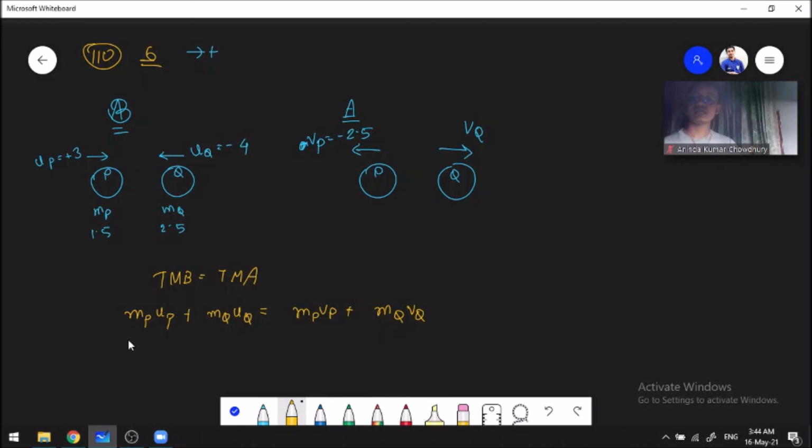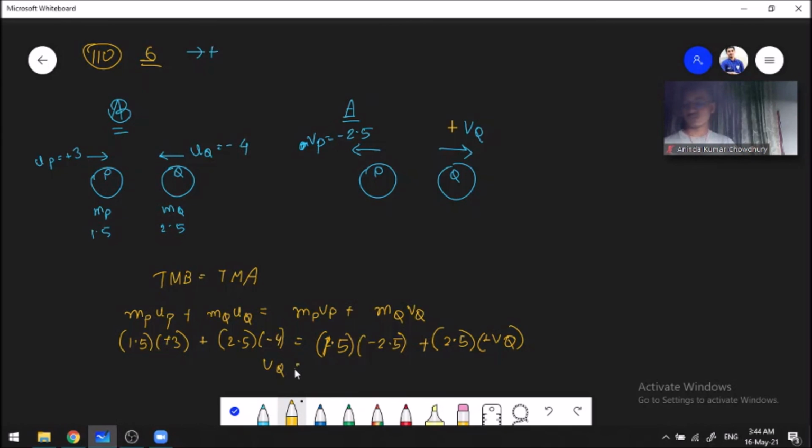So MP is 1.5 kg. I'm just writing the values down from my diagram. This is the advantage of drawing a diagram. UP is positive 3, MQ is 2.5, UQ is minus 4, MP is the same, that is 1.5. And our VP is minus 2.5, our MQ is 2.5, and our VQ we don't know, but we had assumed that VQ will be towards the right. Therefore, we had taken the sign of VQ as positive. So this is a positive VQ.